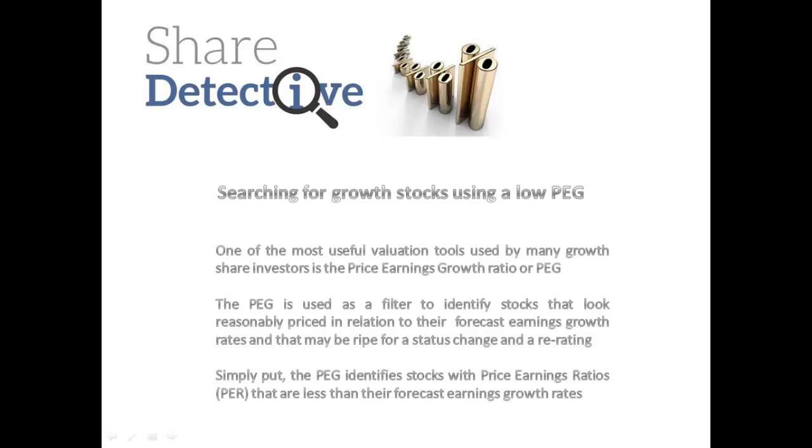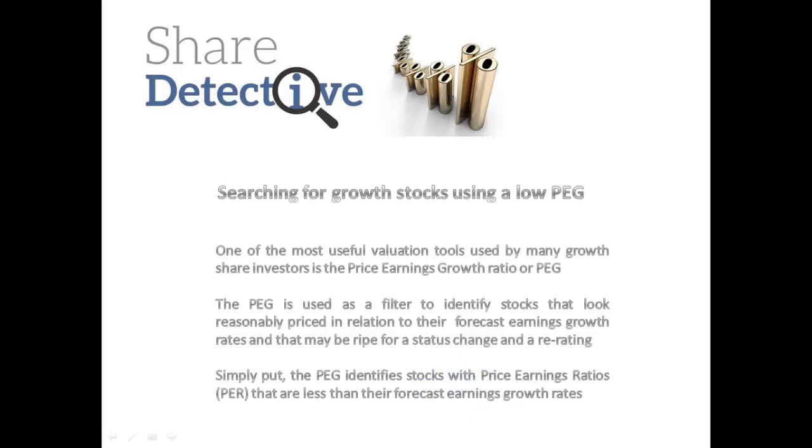Today, we're going to look at how you can search for growth stocks using the low PEG. One of the most useful valuation tools used by many growth share investors is the PEG, otherwise known as the price-earnings growth ratio. The PEG is used as a filter to identify stocks that look reasonably priced in relation to their forecast earnings growth rates, and that therefore may be ripe for a status change and a re-rating.